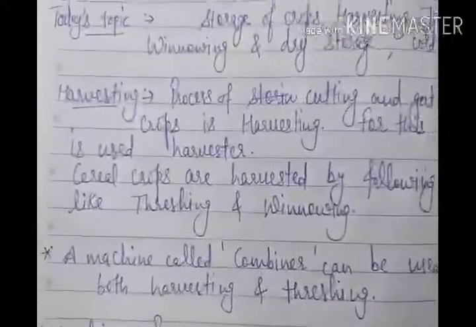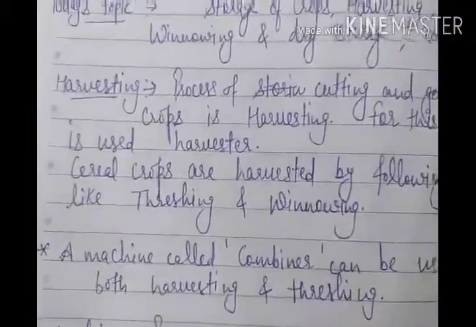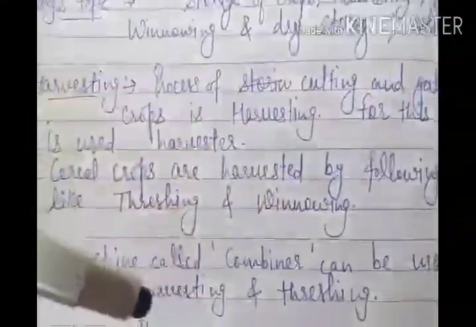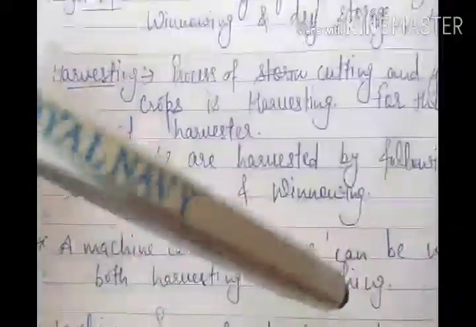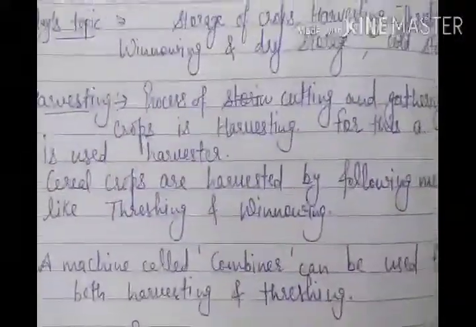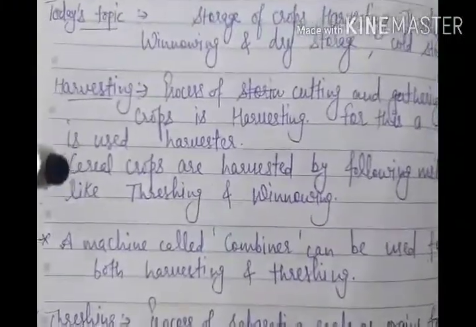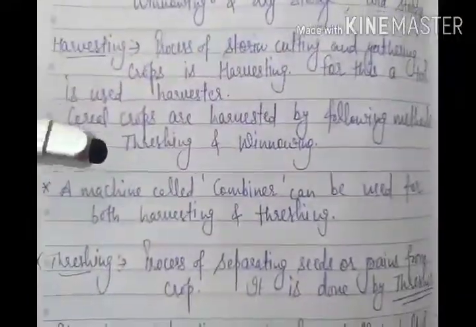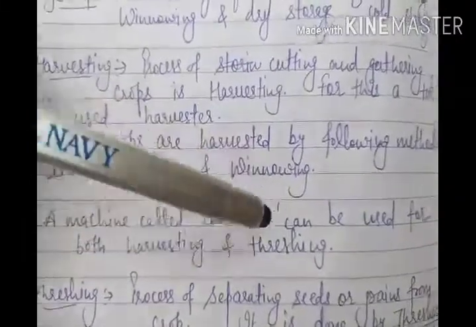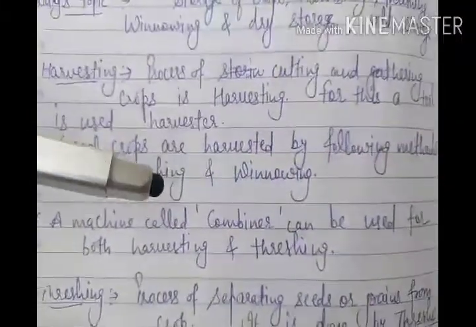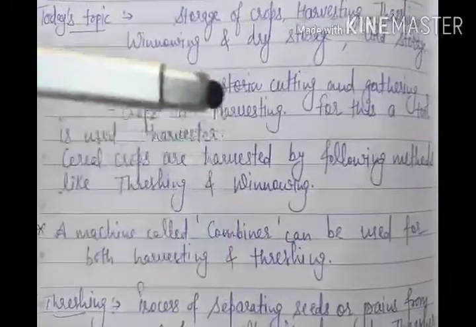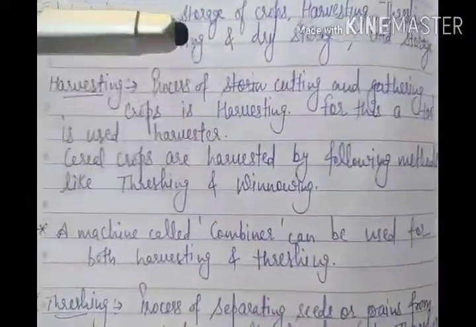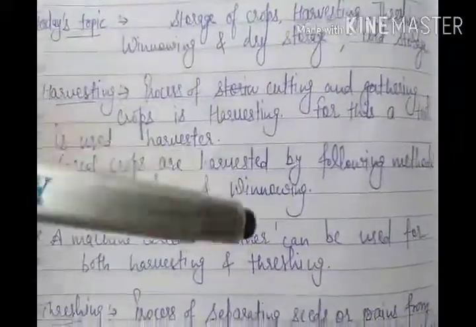There is also a machine which can do both methods together, threshing and harvesting. I will tell you the meaning of threshing. That machine which is used to do both harvesting and threshing together is called a combine. A combine is a machine used in the field which can cut the crop, gather the crop, and also do the threshing. And what is threshing? That I am going to tell you now.